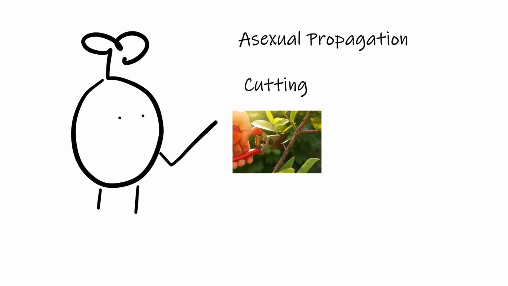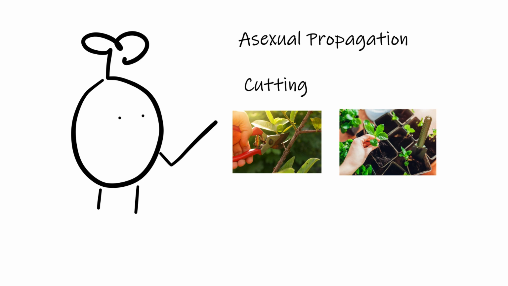The most common and easiest method is cutting propagation. It involves simply cutting off a part of the parent plant, then root it. It then regrows and develops into a clone.